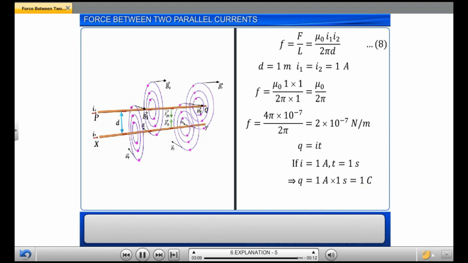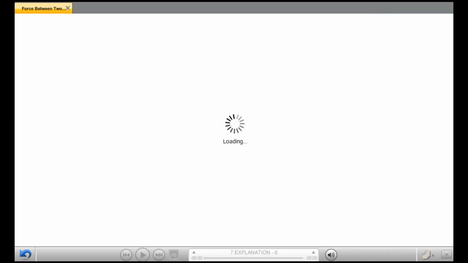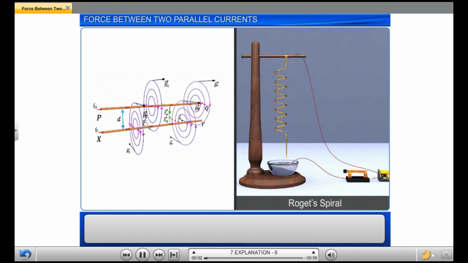Practically, it is not possible to demonstrate the force between the two current-carrying conductors we discussed, as the effects of magnetism are generally smaller than the effects of electricity. To study a similar effect of force, as between two current-carrying conductors, we replace the straight long wires with a coil of suitable dimensions and number of turns. We refer to this as Roget's spiral.